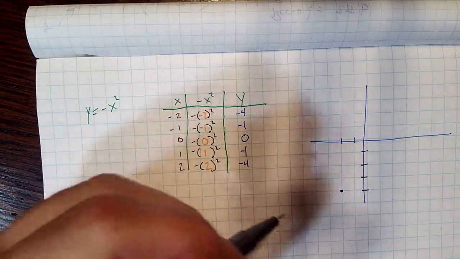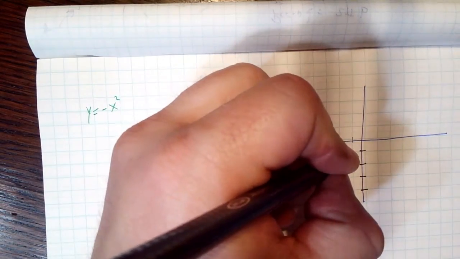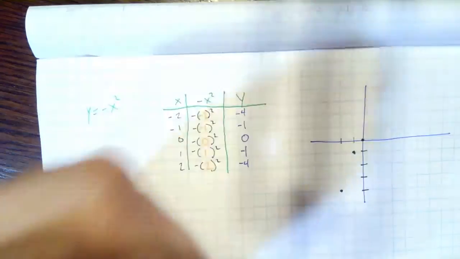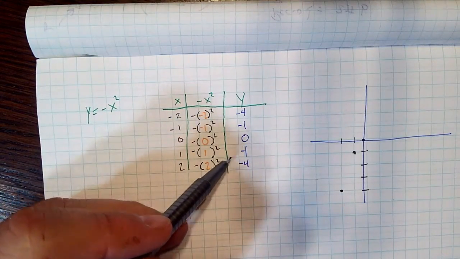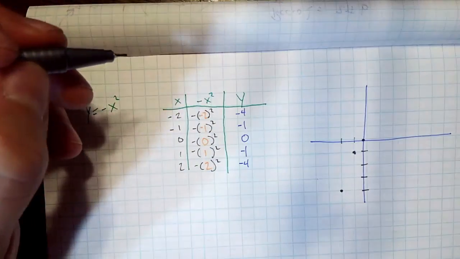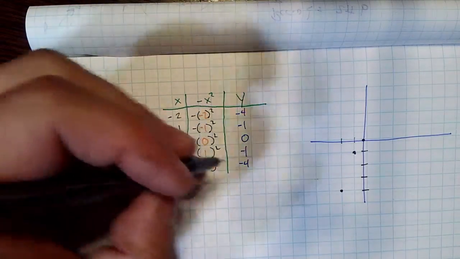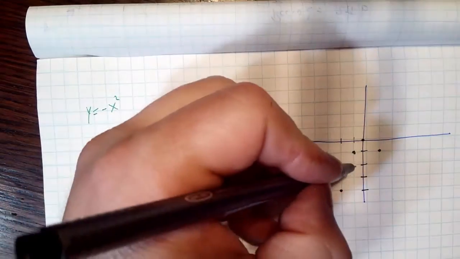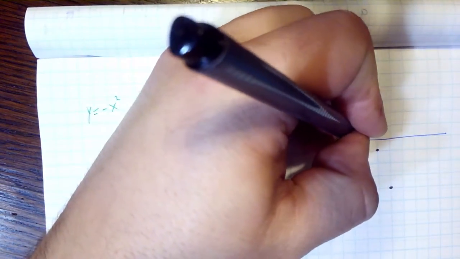My next point is negative 1, negative 1. Third is 0, 0. And it's going to turn around: negative 1, negative 1, and again, positive 1, negative 1. Okay? Then it's going to be positive 2, negative 4. And then you connect all the dots.